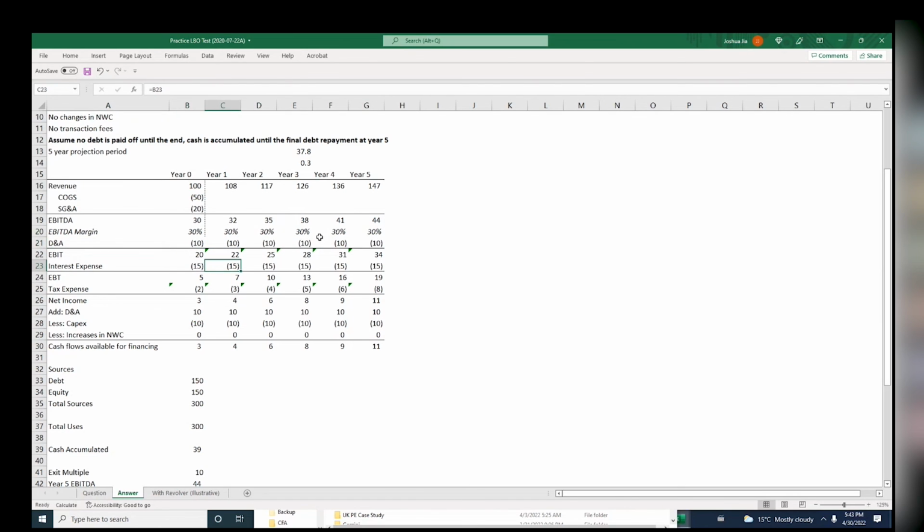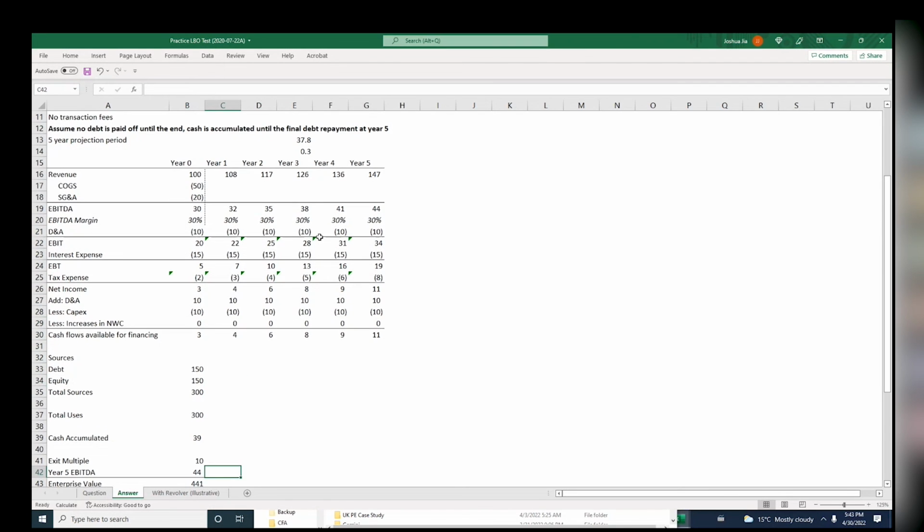D&A is flat right here. And you can see interest expense is flat because we're not paying off debt. There's no debt schedule. The cash just accumulates on our balance sheet. So long story short, a lot of this stuff is flat or really simple.